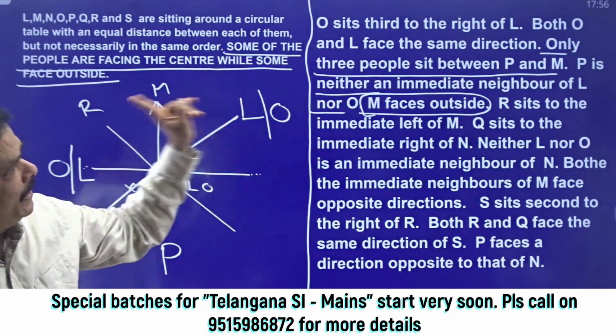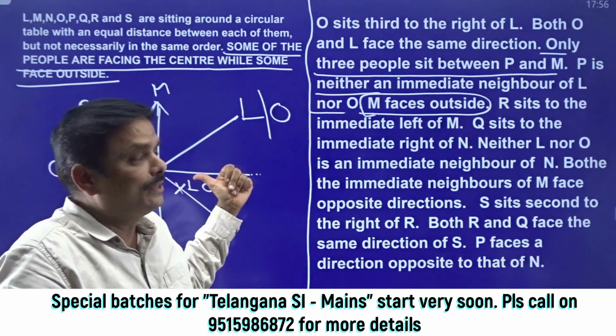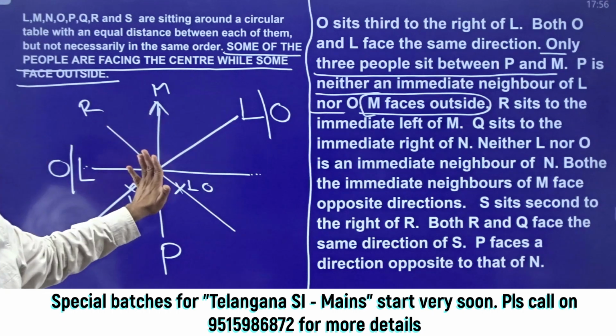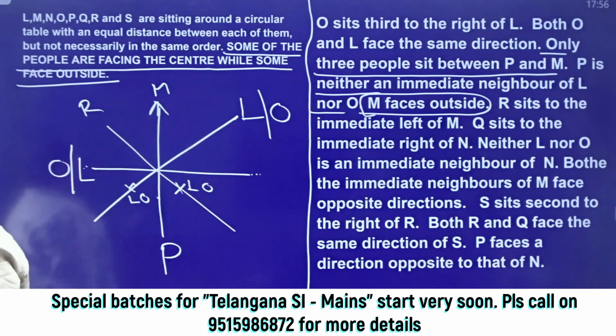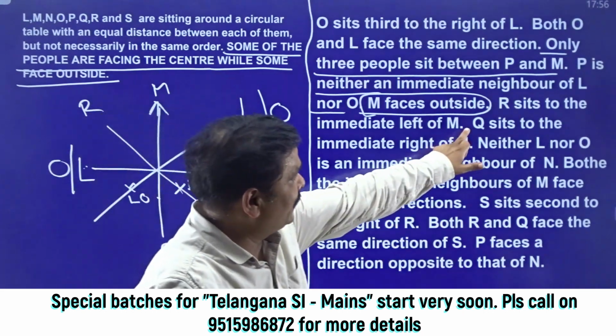3 people between P and M. Yes, I have done. P is neither an immediate neighbor of L. Oh, I have taken this one. M faces outside. Of course, I started with that. R sits to the immediate left of M. That was a clue for me. Now, go for the next information.